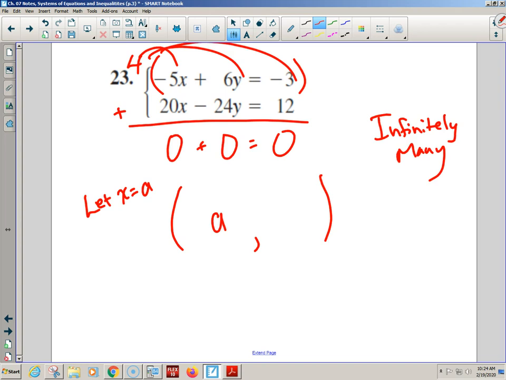So we have to go ahead and throw this in and say, okay, well, what if x can be anything? Infinitely many, x can be anything. Now, we plug in and say, okay, well, what's negative 5 times anything plus 6y? So what would y equal?